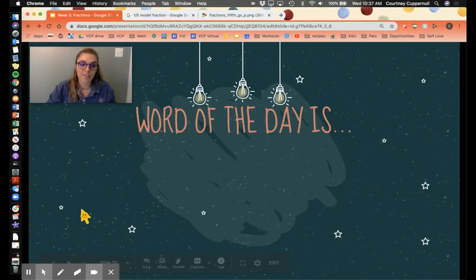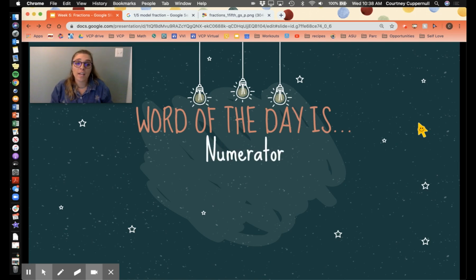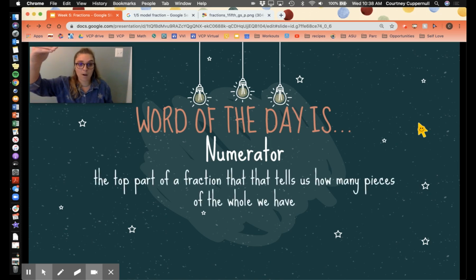Alrighty, time for our word of the day. The word of the day is, drumroll please. The word of the day is numerator. Some of us were getting a little bit tricked on our guided practice or our independent practice yesterday, so we're going to review this with our word of the day. We know the numerator is the top part. Put your hands up. It is the top part of a fraction that tells us how many pieces of the whole we have.